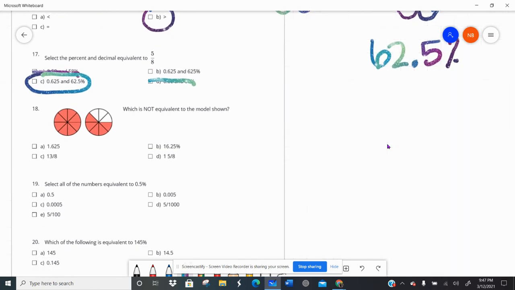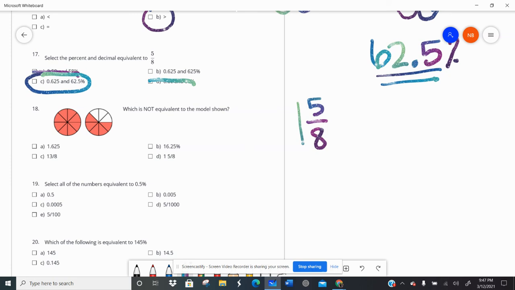Whew! Getting tired, but we're almost there. Perseverance, people. All right, number 18. It says, which is not equivalent to the model? Okay, well, the model has 1 whole and then 5 out of 8. Well, we just did all that hard work on 5/8. So it has 1 and 5/8, which would be the same since we just did that work.